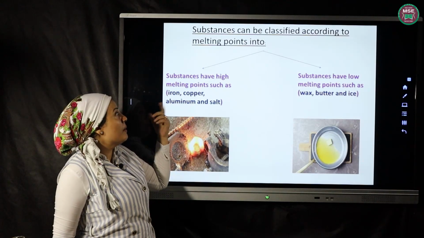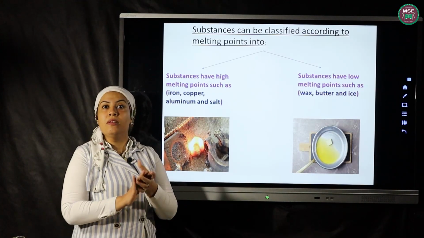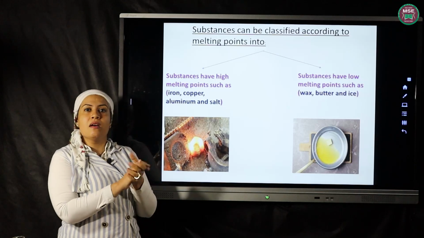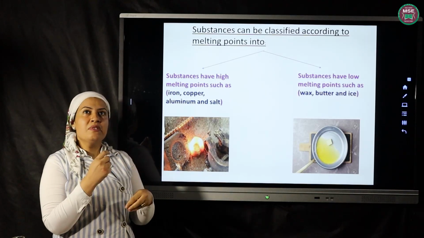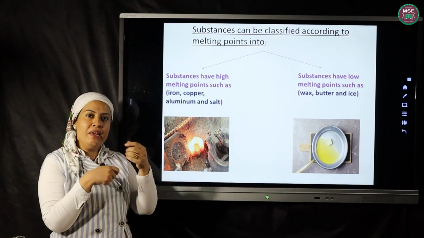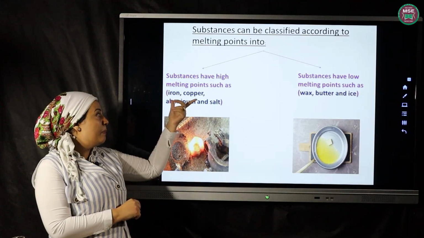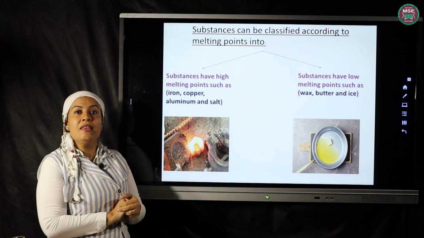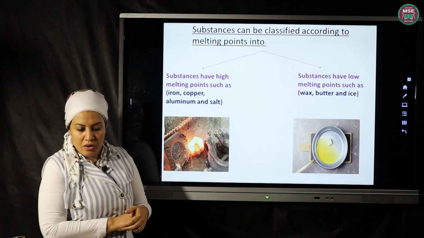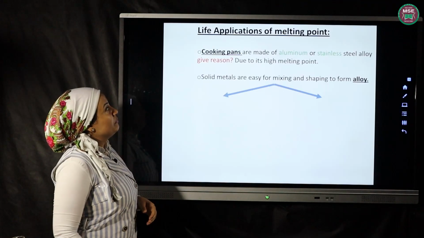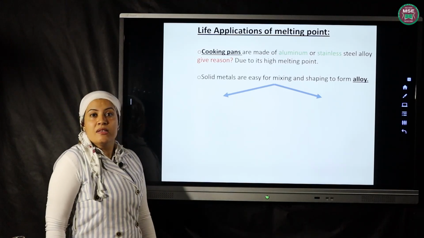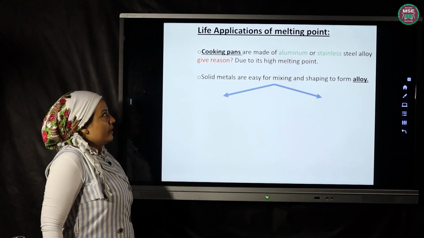Okay, and now we will talk about substances that have a high melting point. What is a substance that has a high melting point? It is a substance that needs much more heat to melt, like iron, copper, aluminium and salt, and they need high temperature. Okay, I have some live applications on melting.